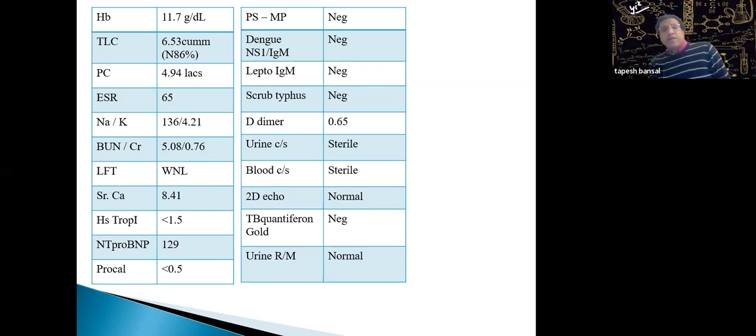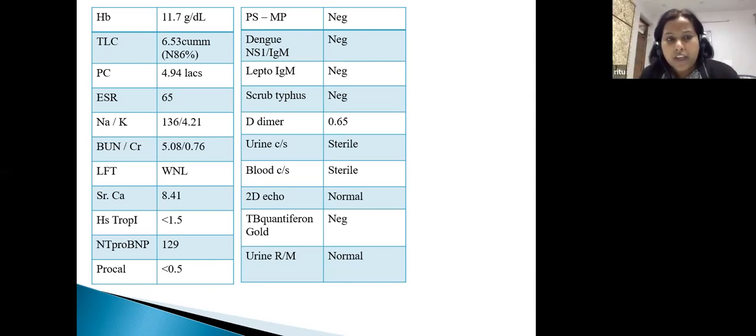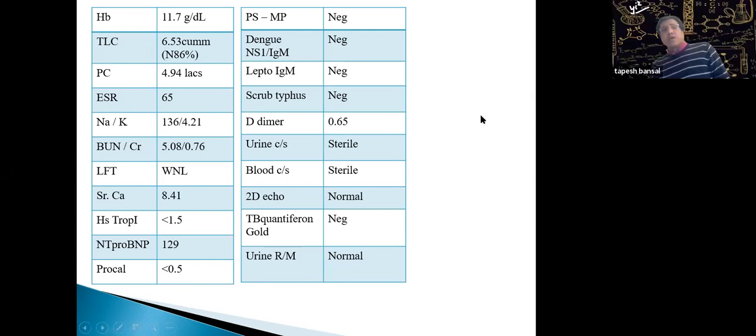Dr. Ritu ma'am, would you like to add anything from the investigation? No, I agree with Dr. Niklesh Jain. Cardiac is ruled out for sure from the investigations, and it points towards pneumonia, a pulmonary cause only. But can it be scrub typhus?